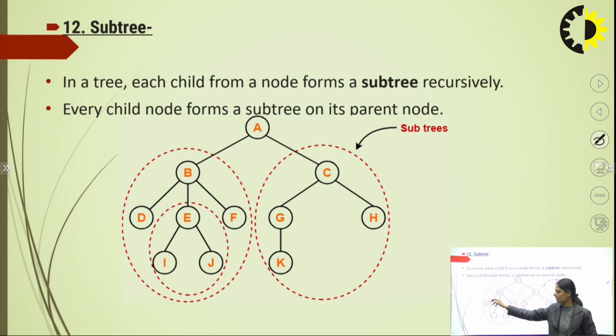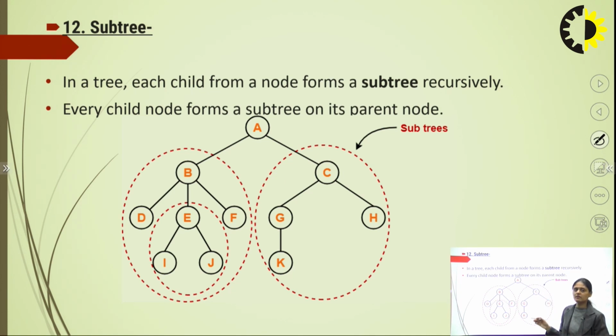The tree which is starting from B and all the descendants of B forms again a tree. So this is called a subtree. It is starting from B. So B is acting as the root node for this subtree, and D, E, F are the children of B, and again I and J are the children of E. Similarly, the root of this other subtree is C.